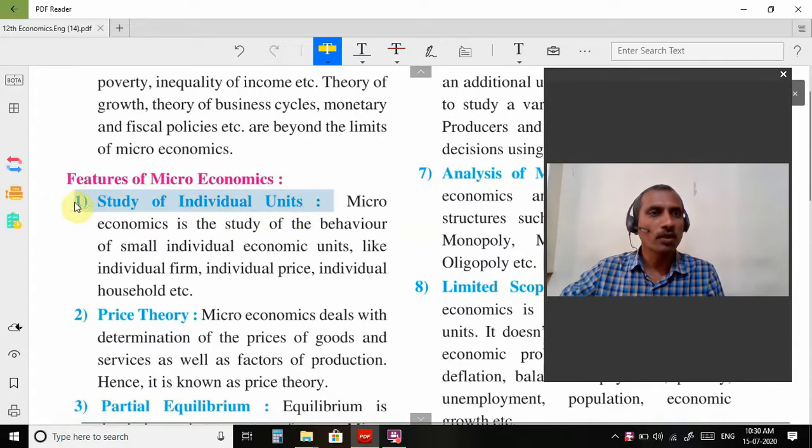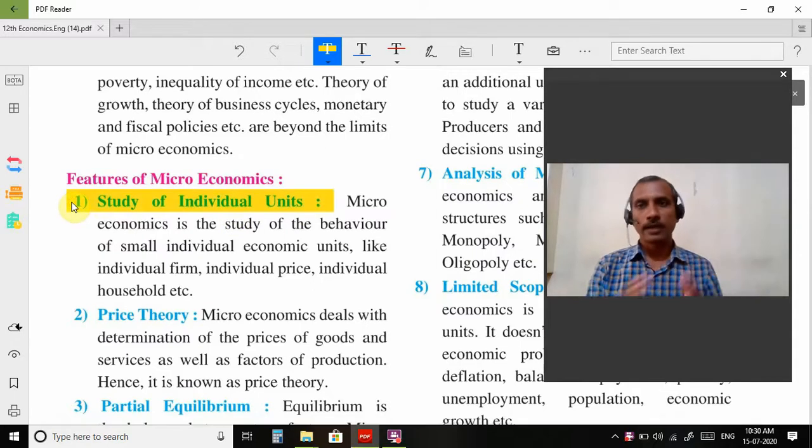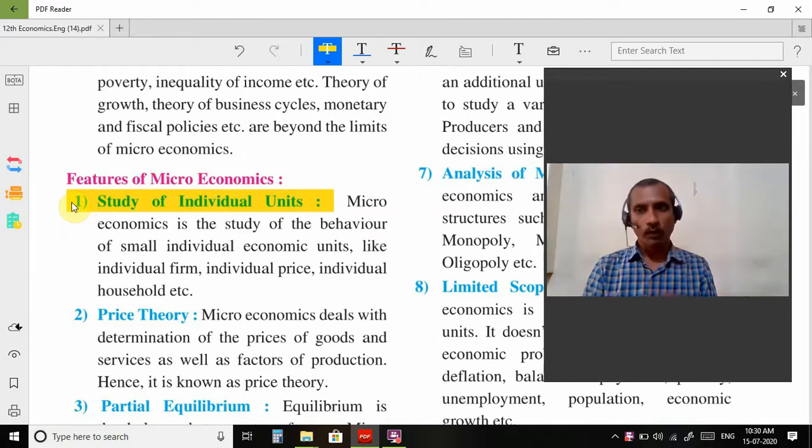On the basis of the definition, we can explain the features of microeconomics. हमने definition earlier वीडियो में आप देख सकते हो, उसमें मैंने बताया था what is microeconomics, what is the scope of microeconomics. On that basis we can explain features of microeconomics.